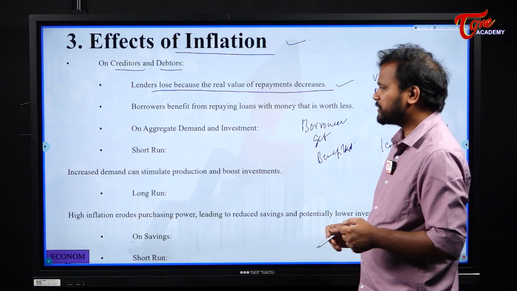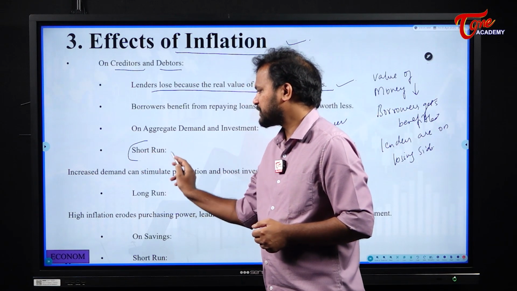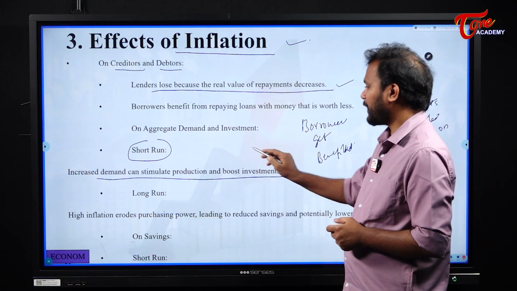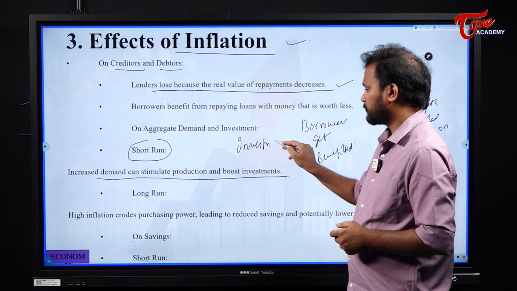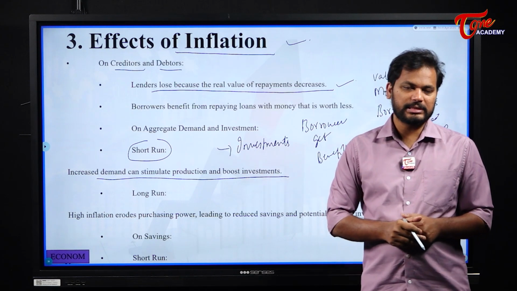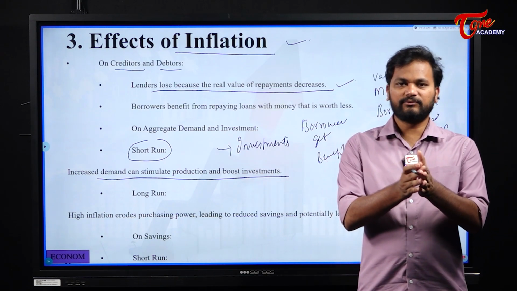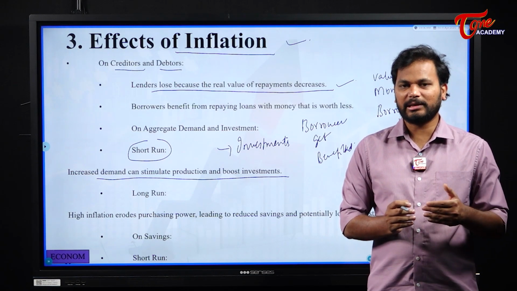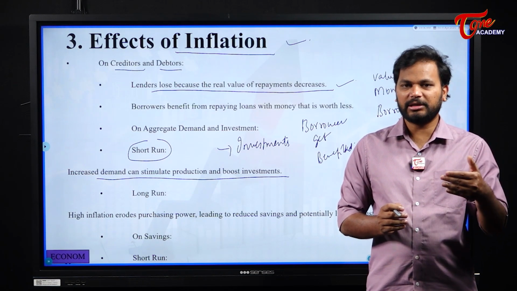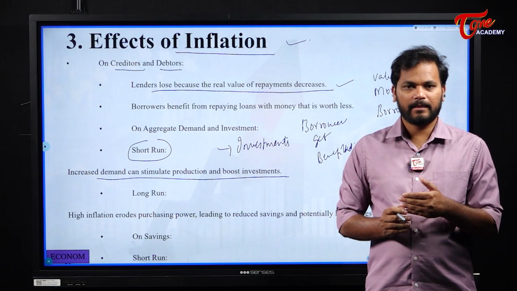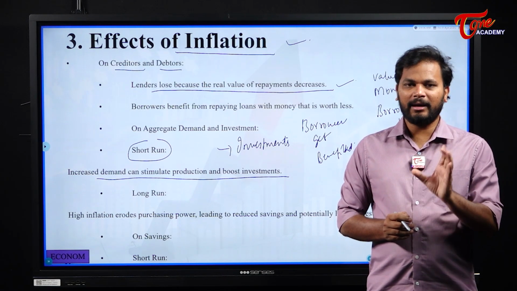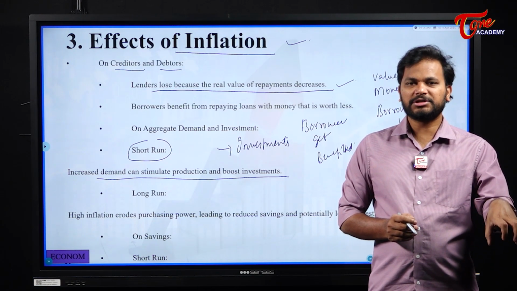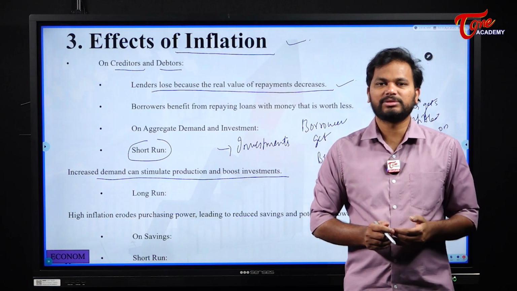Clear? On a very short term basis, there might be increased demand which can stimulate the production and boost investments. Let us consider a scenario like this. Now there is inflation, an increased price of goods and services because of the increased supply of money in the market. Because of the increased circulation of money, there is increased demand. To match that demand, the companies are investing a lot in their sectors to boost the production so that the demand can be met through supply.